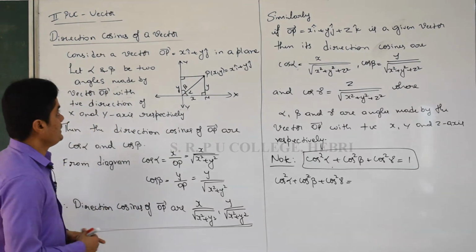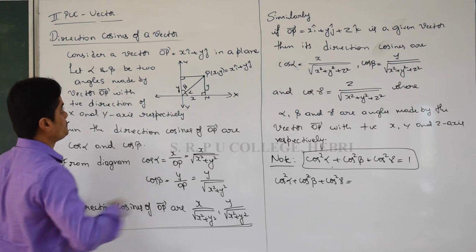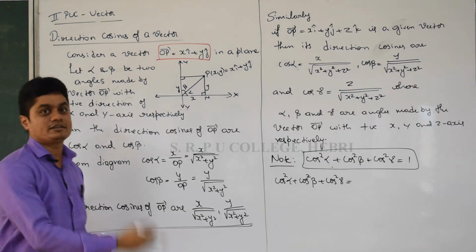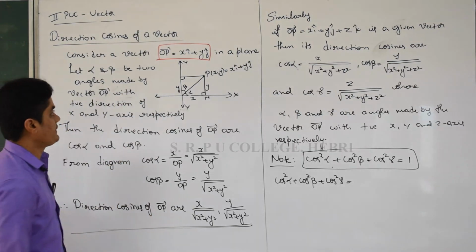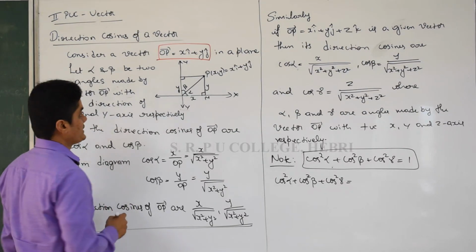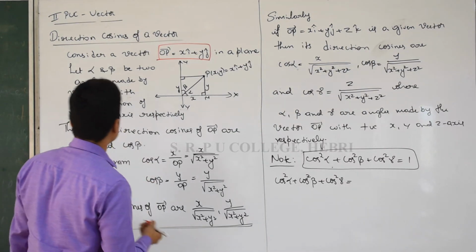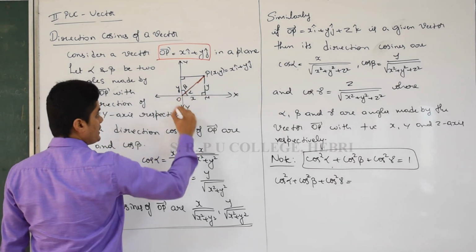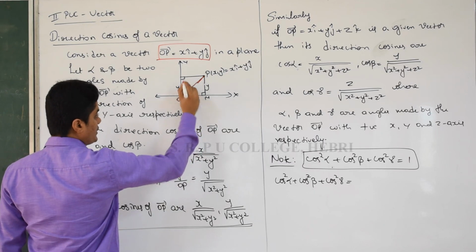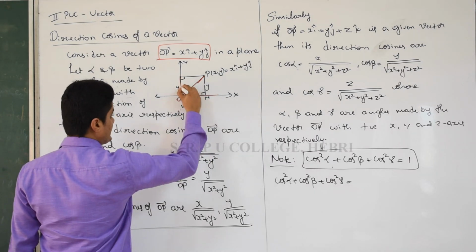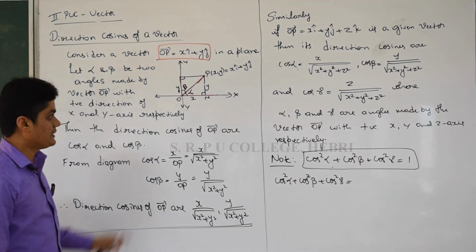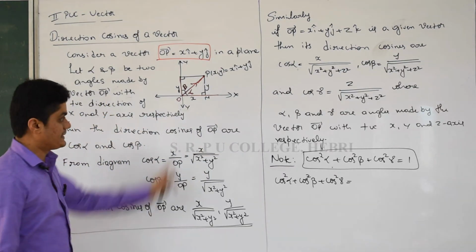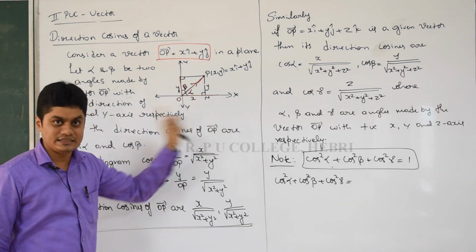So listen carefully. Consider first a vector in a plane. First I'll explain the full concept for the plane, and I will extend that concept to space. So consider a vector in a plane as xi plus yj cap. You know what i cap and j cap represent, and let this vector, vector OP, make angles alpha and beta with the positive direction of x-axis and y-axis. That alpha and beta are the angles made by the vector OP with the positive direction of x-axis and y-axis. I hope you can see that in the diagram.